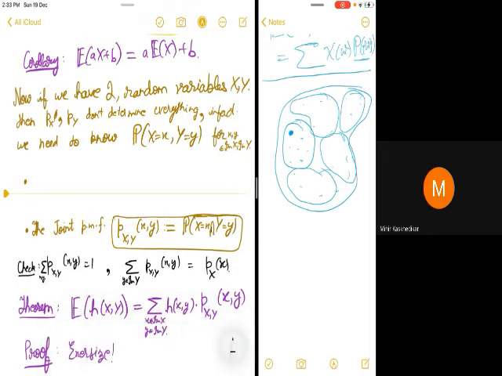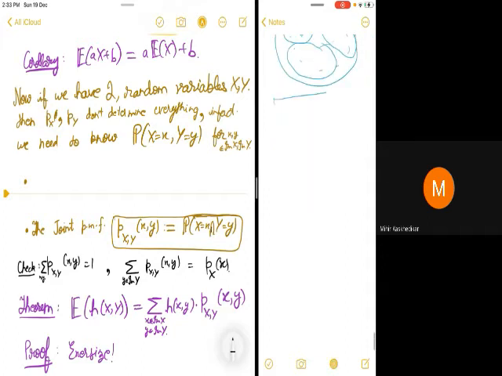So now with this we can prove results like the expected value of aX plus b is just the expected value of X times a plus b. Here note that aX plus b is defined as the random variable such that this random variable applied to omega is just a times X applied to omega plus b, and a and b are real numbers.